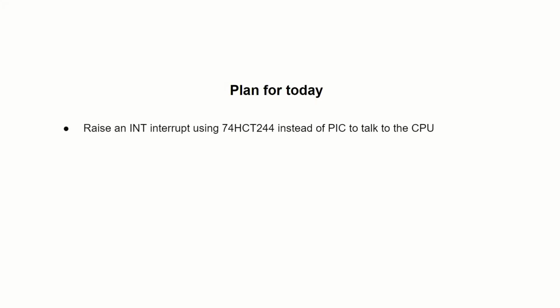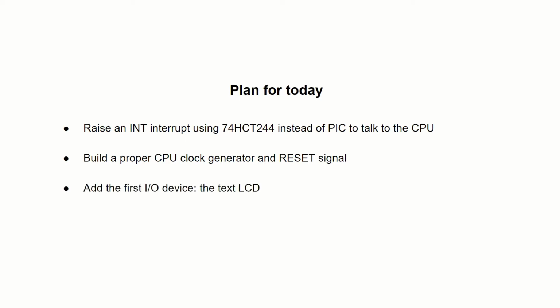First, we're going to raise a regular maskable interrupt and simulate the PIC, or programmable interrupt controller, to see how the CPU is given the vector number of the handler to be executed as a response. Then we're going to replace the old manual clock and reset signals with a proper square wave generator and add a text LCD to our computer. That's a lot to squeeze into one video, so let's get started.